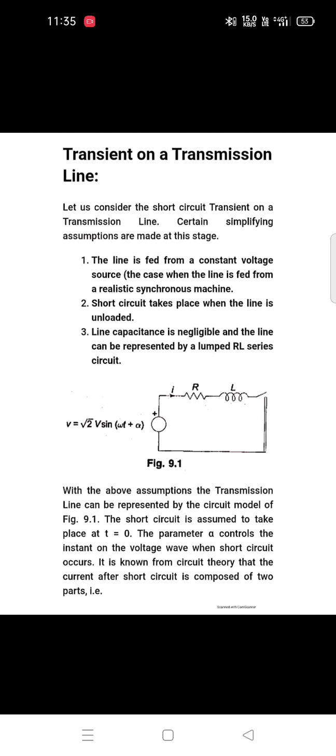First assumption is the line is fed from a constant voltage source. Second, the short circuit takes place when the line is unloaded, so this is for the no load line, not for a loaded line. And third assumption is line capacitance is negligible and the line can be represented by a lumped RL series circuit.